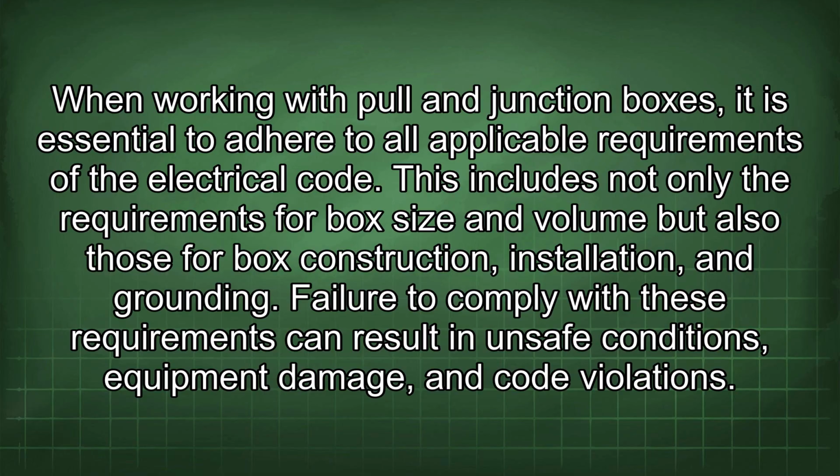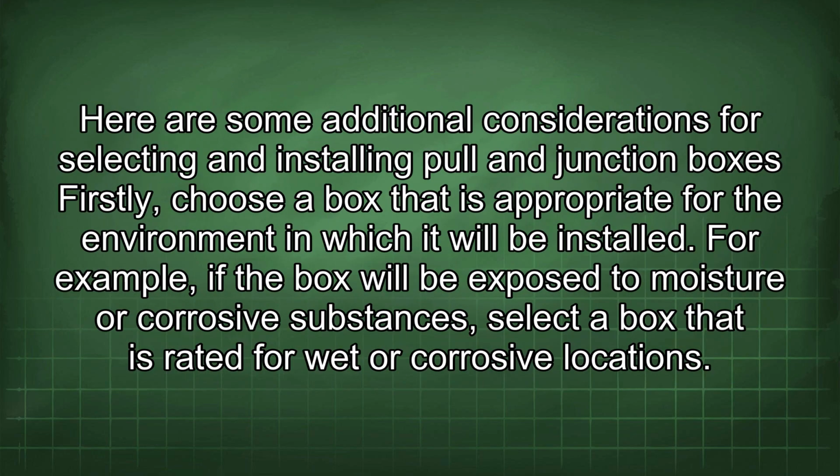This includes not only the requirements for box size and volume, but also those for box construction, installation, and grounding. Failure to comply with these requirements can result in unsafe conditions, equipment damage, and code violations. Here are some additional considerations for selecting and installing pull and junction boxes.